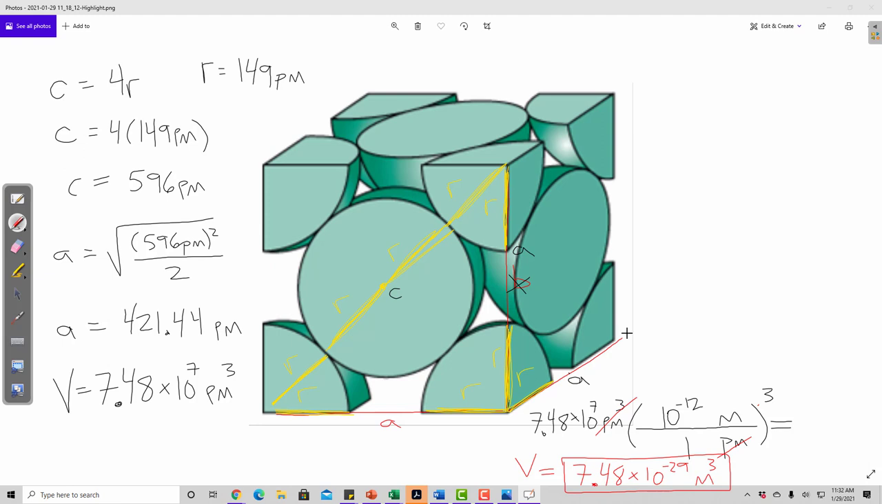Okay, we can also answer the question, what is the density of this metal? If we know that the metal is composed of cells that look like this and that they just repeat again and again, then we can calculate the density of the metal. And remember, the density is just the mass over the volume. And we already have the volume, 7.48 times 10 to the negative 29 cubic meters. So what's the mass? If I know the volume of the cell, how would I determine the mass? How much matter is in that cell? Well, we already know, because we answered that at the beginning of this question.